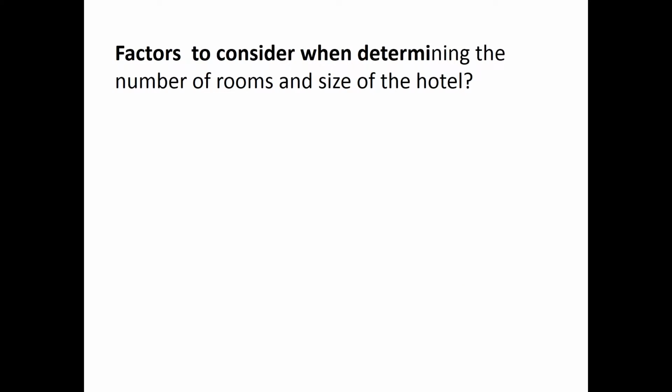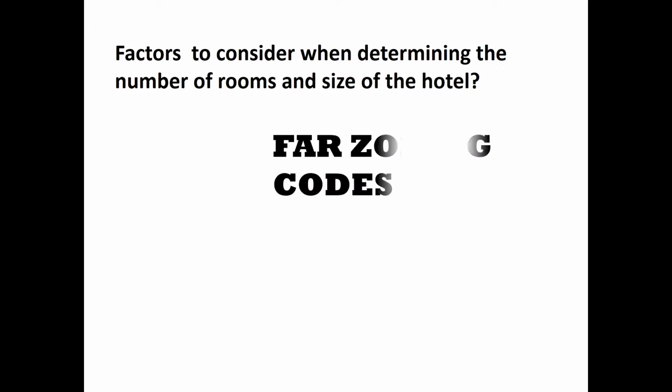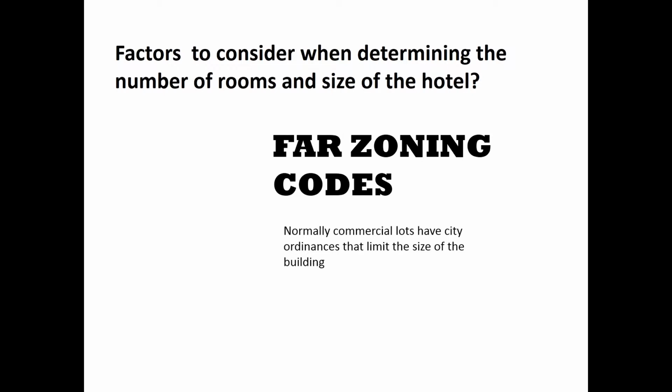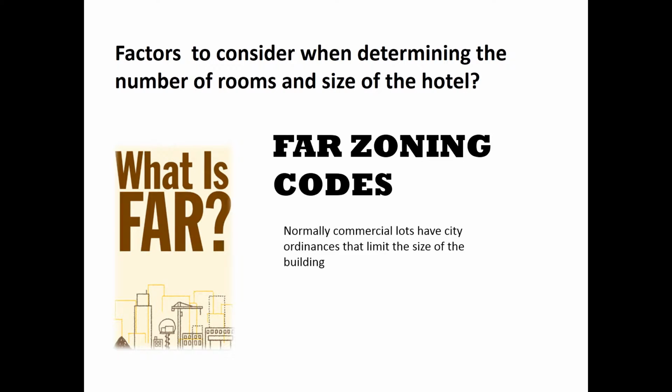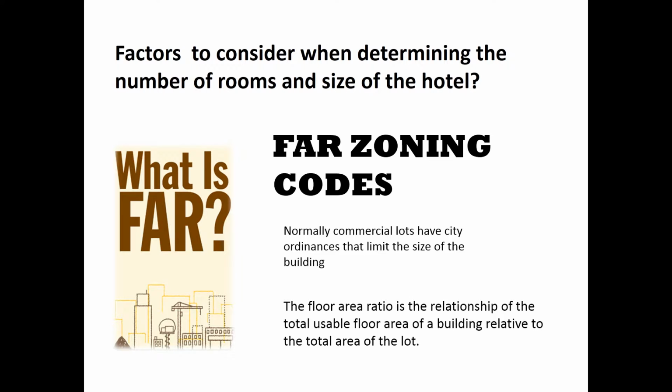In building a hotel, there are restrictions and they vary in different cities. We have to be reminded to take into consideration the FAR zoning codes, wherein normally commercial lots have city ordinances that limit the size of the hotel. FAR stands for floor area ratio. It is the relationship of the total usable floor area of the building relative to the total area of the lot.